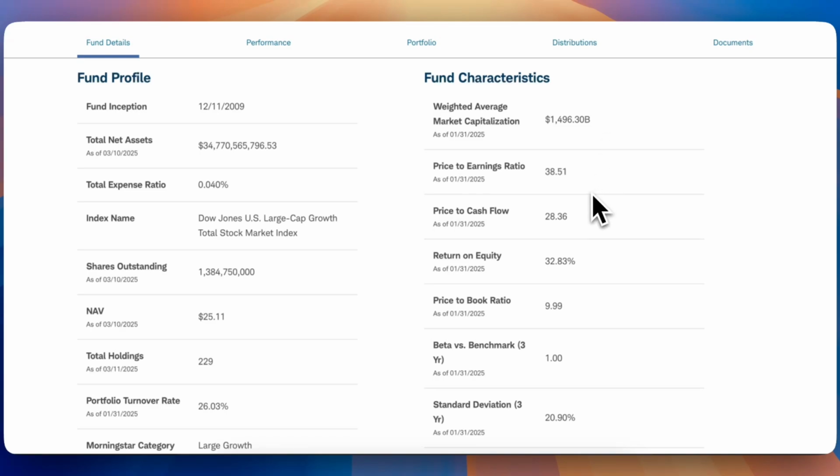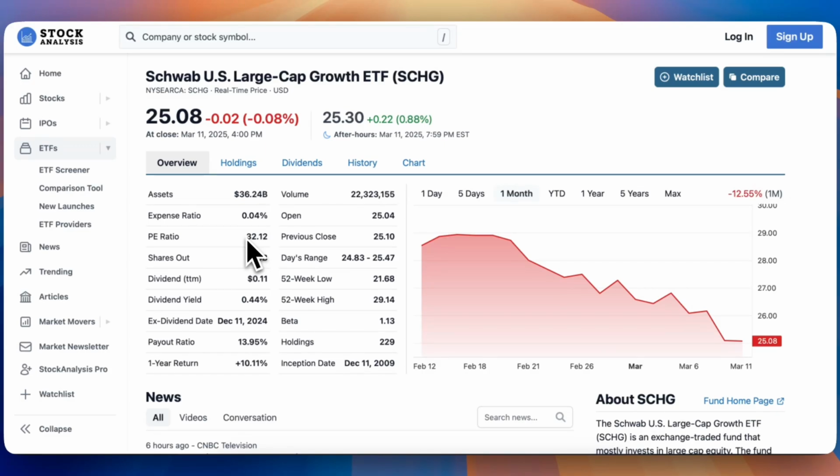And if we take a look at the PE ratio of SCHG, as of January 31st, 2025, the PE ratio was at 38.51. And currently at close in March 2025, the PE ratio is sitting at 32. This means that you're getting this ETF at a nice discount if you do end up buying this ETF.